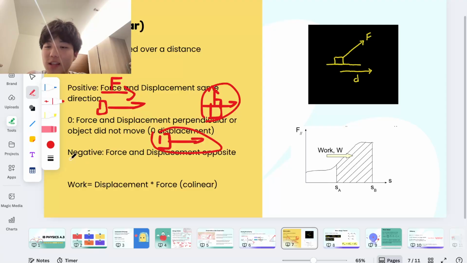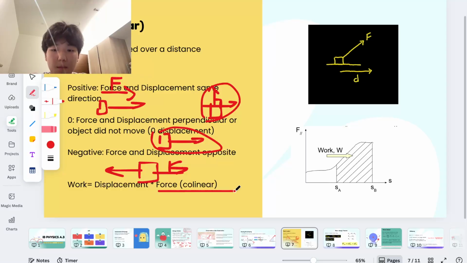The work can be negative if your force and displacement are opposite of each other. So you push it this way, but it actually moves that way. That's negative work. And basically work is displacement times force. It's important to note that the force means the component collinear to the direction of movement.